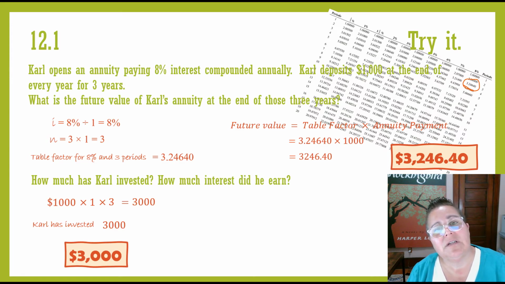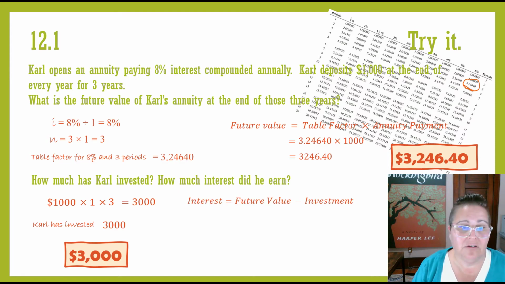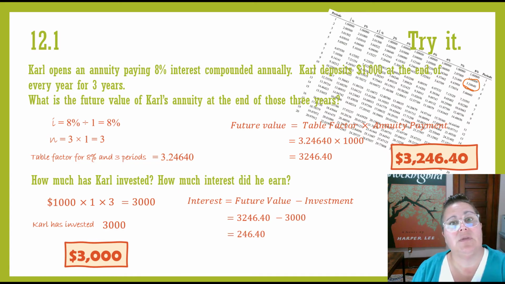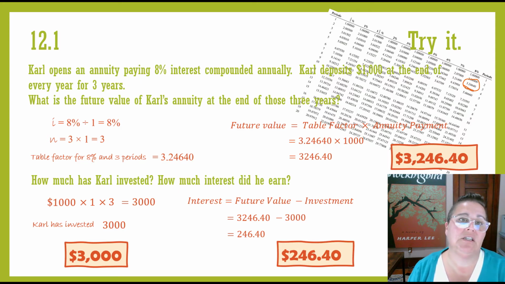How much interest did Carl earn? Well, the interest would be that future value of $3,246.40 minus the amount of Carl's investment, which we know was $3,000. So the interest in this annuity is $246.40.